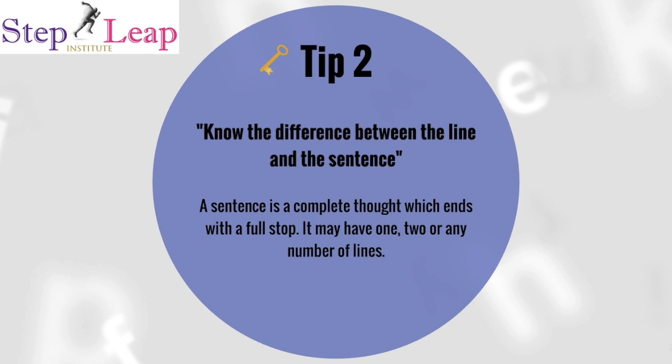Tip number 2 is that you should know the difference between the line and the sentence. Many students think that there is no difference between the line and the sentence, but actually there is. What is a line? A line is a group of words, or you can say a phrase. However, a sentence signifies a complete thought which ends with a full stop. It may consist of 1, 2, or any number of lines.